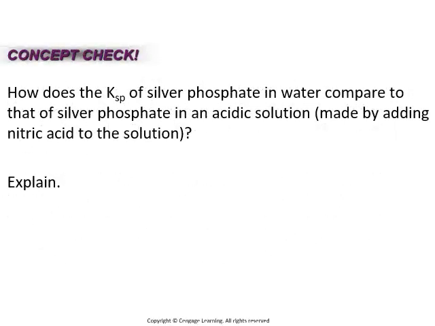All right, trick question here, concept check. How does the KSP of silver phosphate compare to that of silver phosphate in an acidic solution? All right, so the solubility of silver phosphate will increase in an acidic solution for the reason we just saw, but the KSP doesn't change. Remember, the only thing that can change constants is if you change the temperature. Or, I mean, you could also change the activation energy, but that's basically not going to happen. So the only real way you have available to change a constant would be to change the temperature.